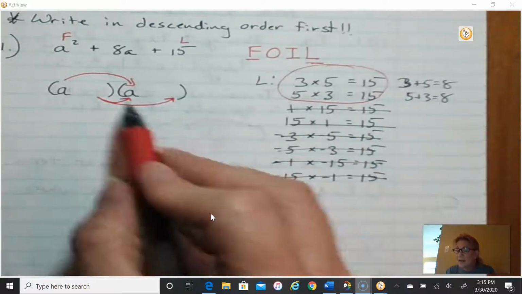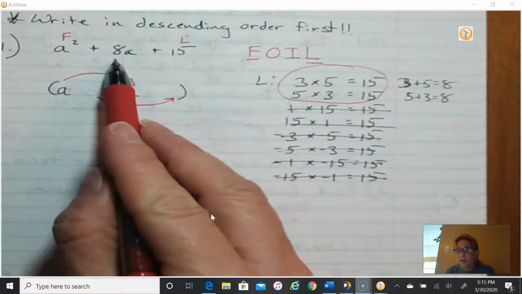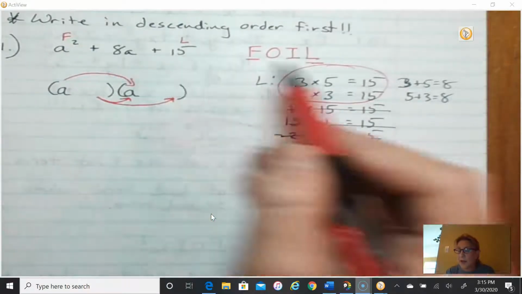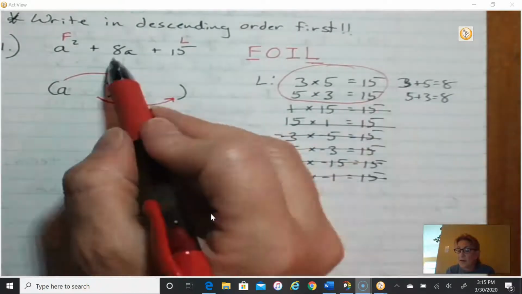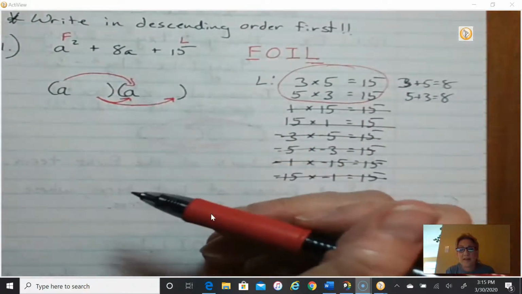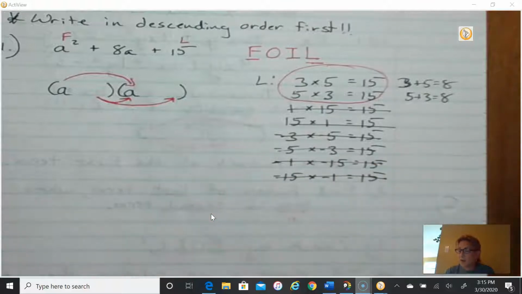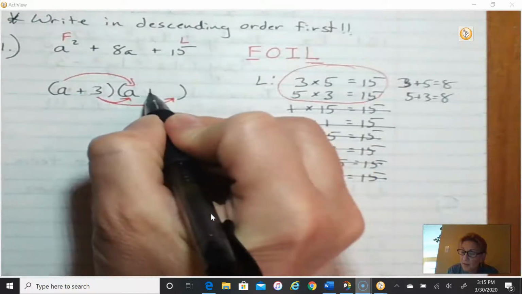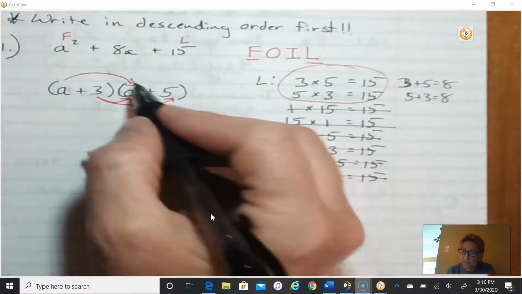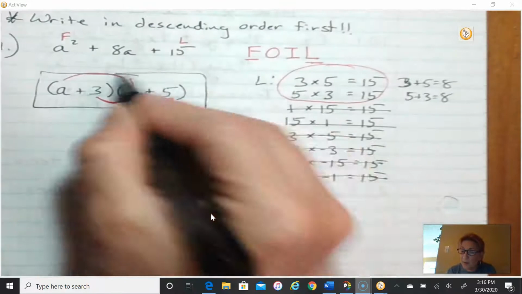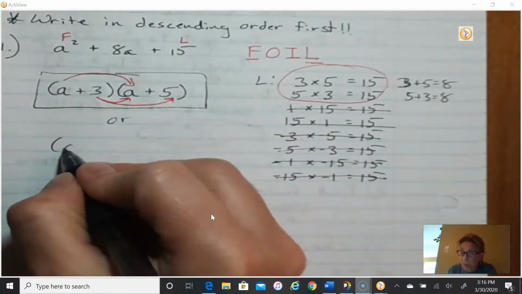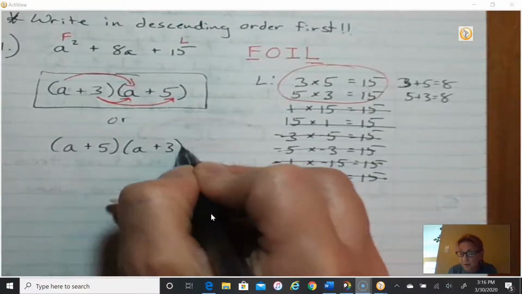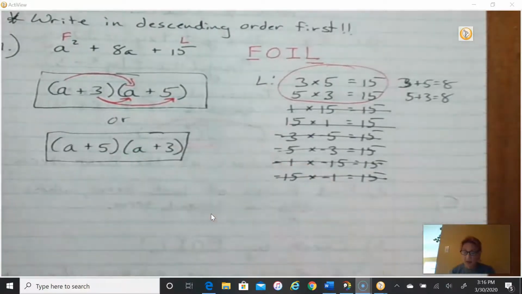When added, it gives you the middle one. See that? When multiplied, it's going to give me the last. If you add the same numbers, they give you the middle one. It's like a mystery. So then I'm just going to go with the top one, plus 3 and plus 5. It could be either one for this particular one. Not always. Sometimes they're going to be very specific. So any one of those.